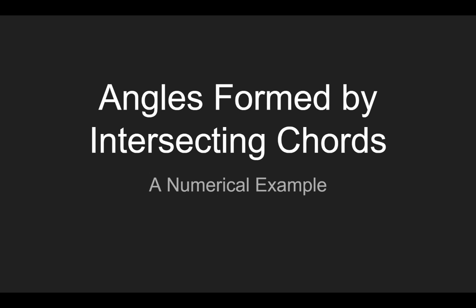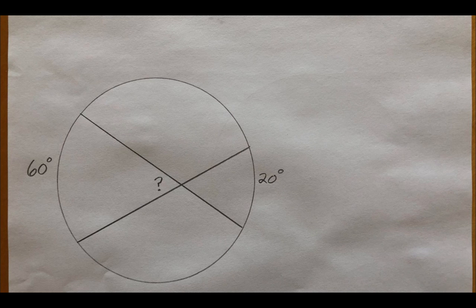All right, so we're going to be talking about angles formed by intersecting chords, and this video is going to be a numerical example to show the thinking that you can use anytime you're dealing with a numerical example of this. So in this example, we have a circle, we have two intersecting chords. We can see that one of those arcs is 60 degrees and the other arc is 20 degrees, and we are trying to find the angle in between those two arcs.